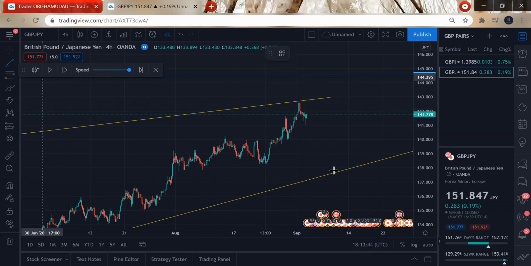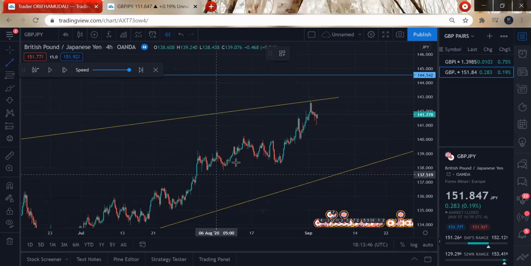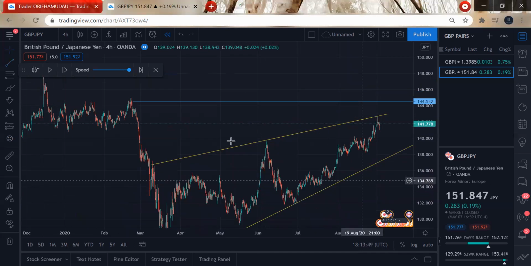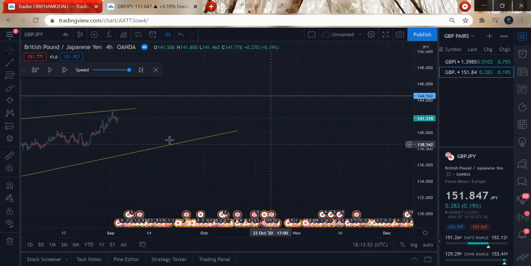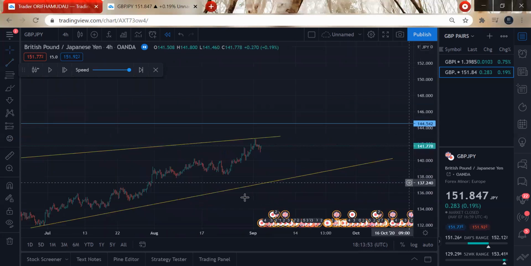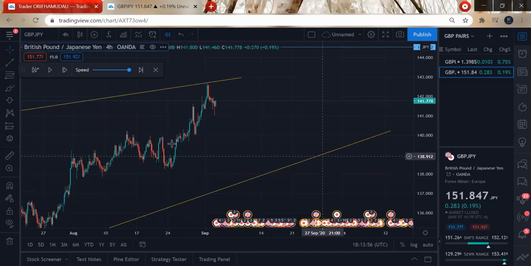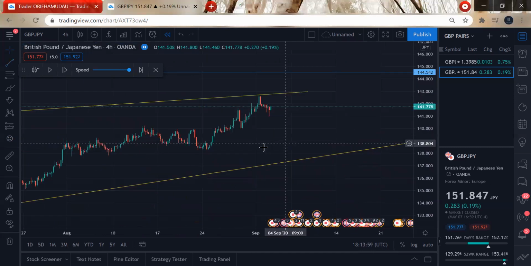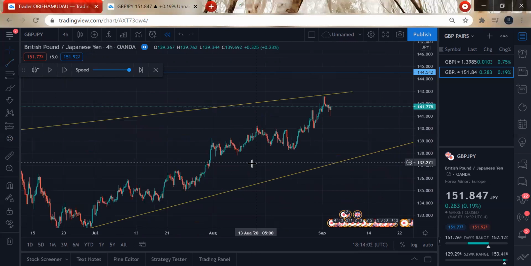So from the 4-hour, I'm going to go inside this structure. I want to go inside this structure. So going inside this structure now, I just zoom in. There we go.